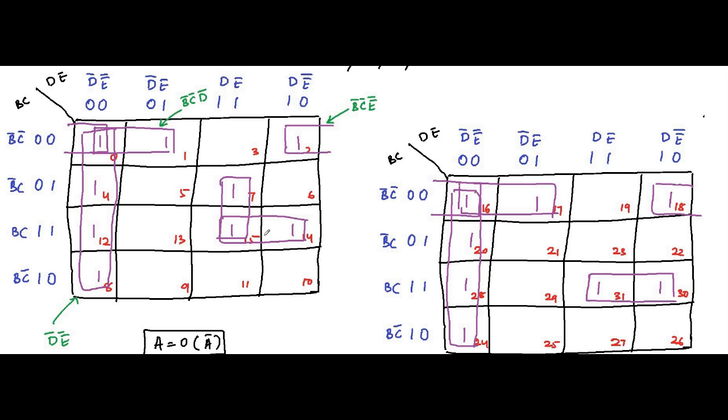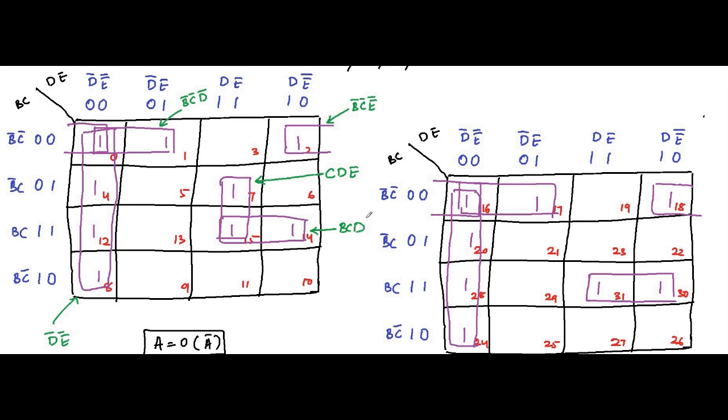Then for the pair involving cells 7 and 15, the common variables are on the horizontal side C, the vertical side D E: C D E. And for the pair involving cells 14 and 15, the common set of variables on the horizontal side B C, the vertical side D.